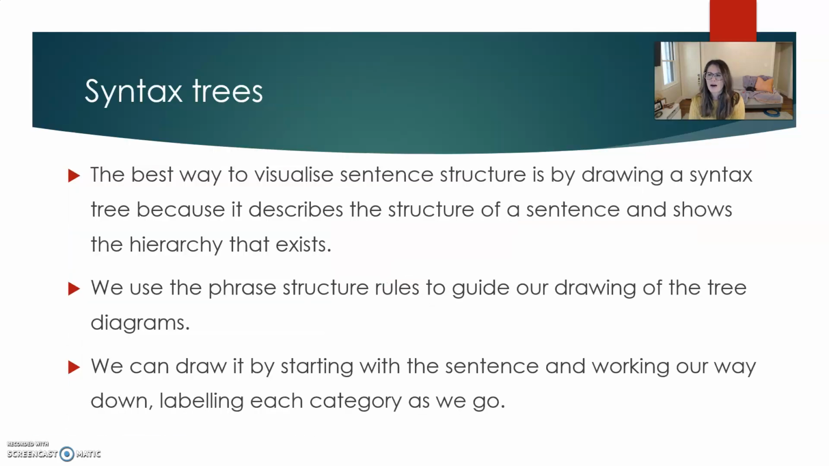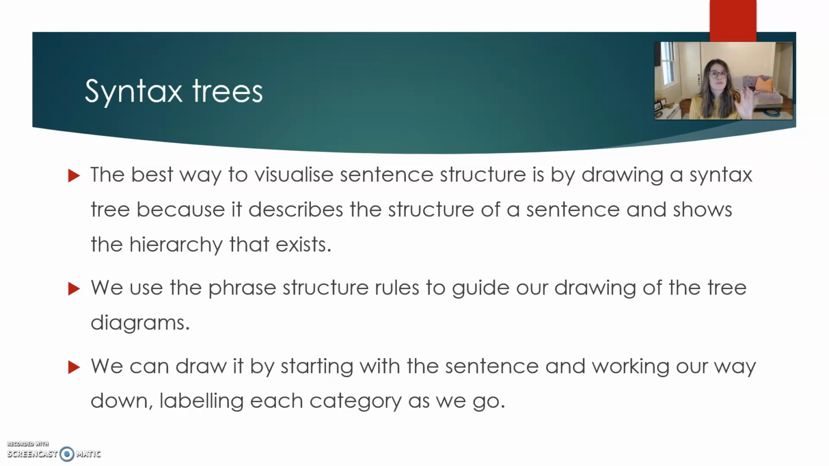So let's look, how do we put all of these together? Why are we trying to name everything that we do or that we see in a sentence? We use syntax trees. So in this class, you're not going to be drawing syntax trees, but I do want to show you some so that you can see and understand the hierarchical order of sentences. The best way to visualize sentence structure is by drawing what we call a syntax tree. It describes the structure of a sentence, and like I said, it shows the hierarchy that exists within a sentence.